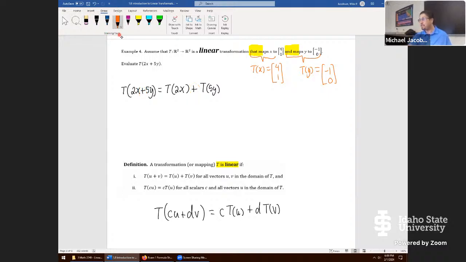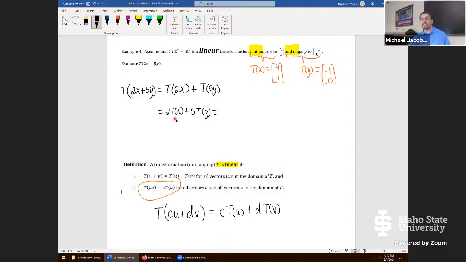Then we'll use this property next, and we'll use it twice. We can, in a sense, factor out 2 and put it in front, and same with the 5. If we did that, we'd get 2 times T of x plus 5 times T of y. At this stage, we know what T of x is. We were told x maps to (4, 1), and y maps to (-1, 0). We can just drop those in right here. That's a (4, 1), and that's a (-1, 0).